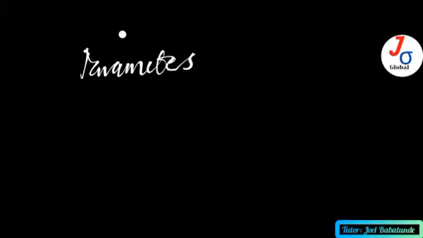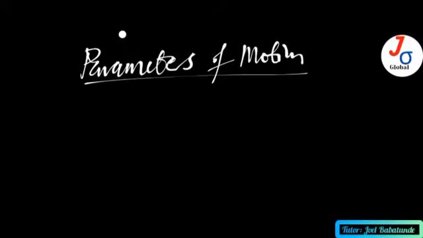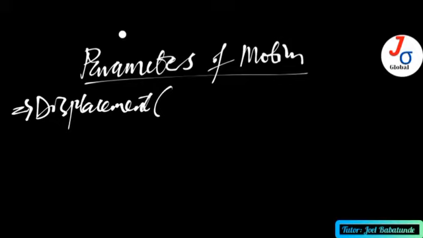So in today's lesson, we're going to be looking at the parameters of motion. And the first parameter we're going to be looking at is displacement. So displacement, which is sometimes represented as S, is actually the distance traveled in a specific direction.